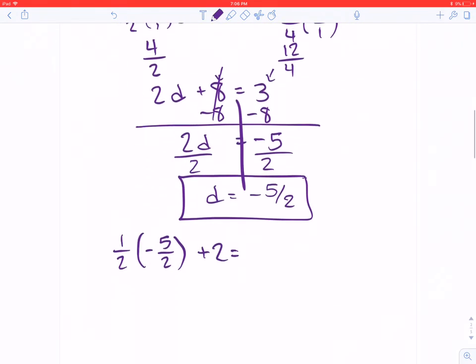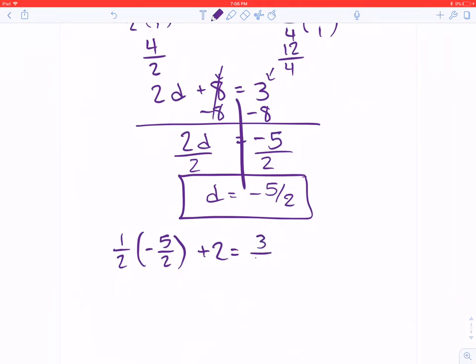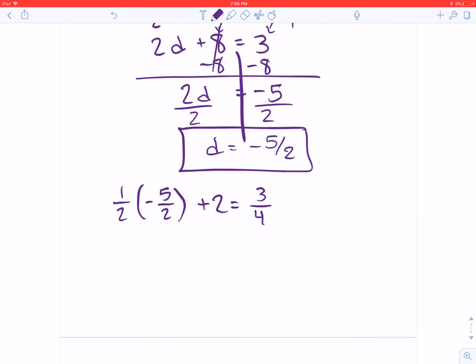equals 3/4. Sounds like my neighbor's baby is not very happy if you can hear it. Poor thing.